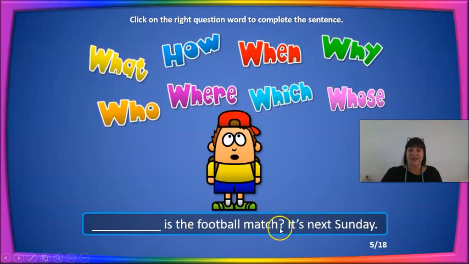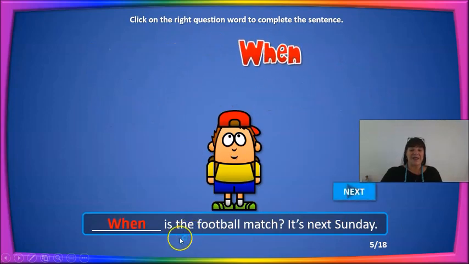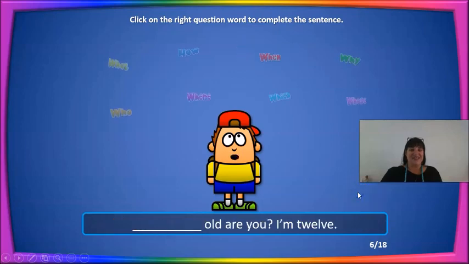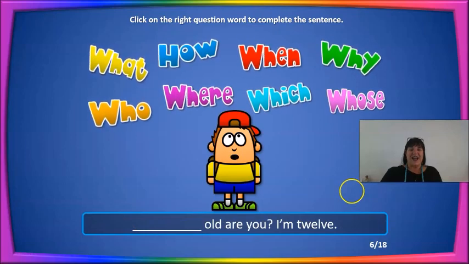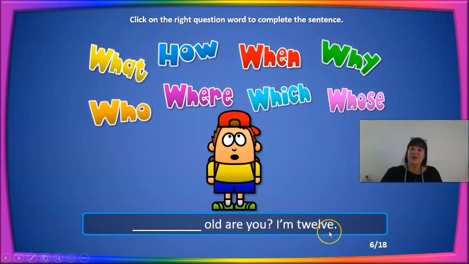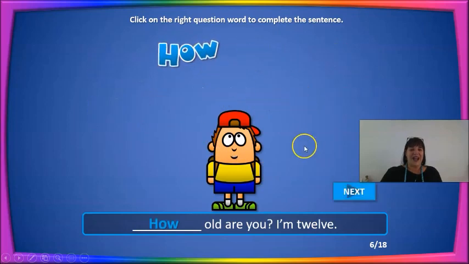Which one do you think it is? The football match. It's next Sunday. That's about time. So remember the time word was when. When is the football match? It's next Sunday. Very good. This one: how old are you? I'm 12. Well done. How old are you? I am 12.